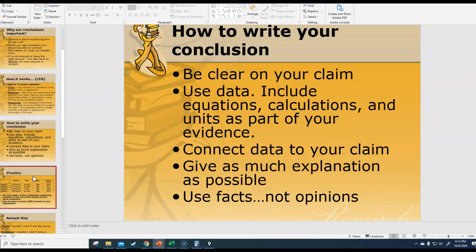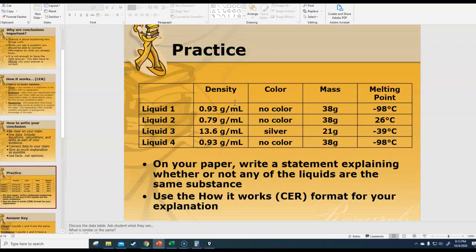So the first example we're going to look at is this one right here. Okay, so here we are given a set of data. You're always given some set of data with a CER, and we're given information about 4 liquids, about their density, their color, their mass, and their melting point. And the question that you're asked is, write a statement explaining whether or not any of the liquids are the same substance. Okay, so see if you can do this on your own. Using the claim, evidence, and reasoning format, try to answer this question. Okay, explain whether or not any of the liquids on this table are the same substance.